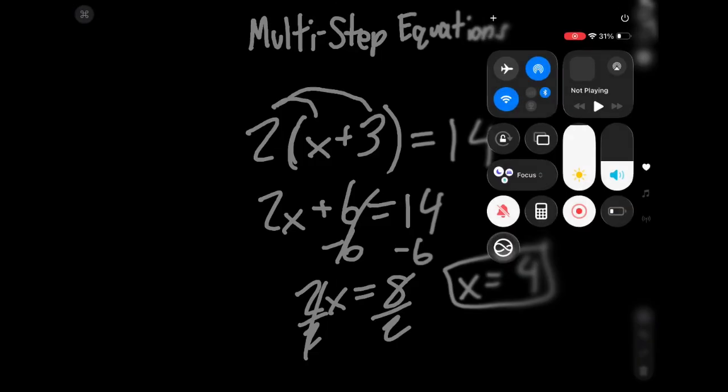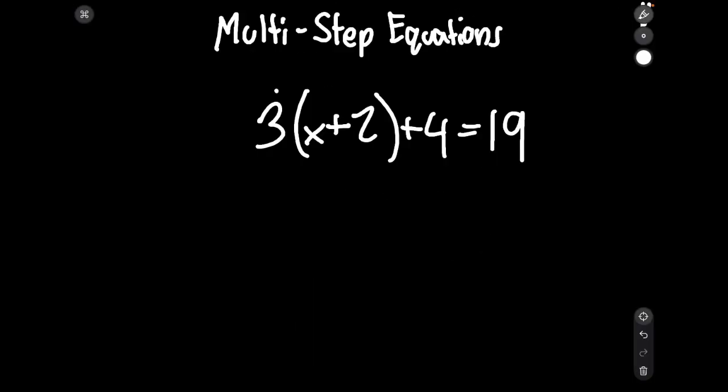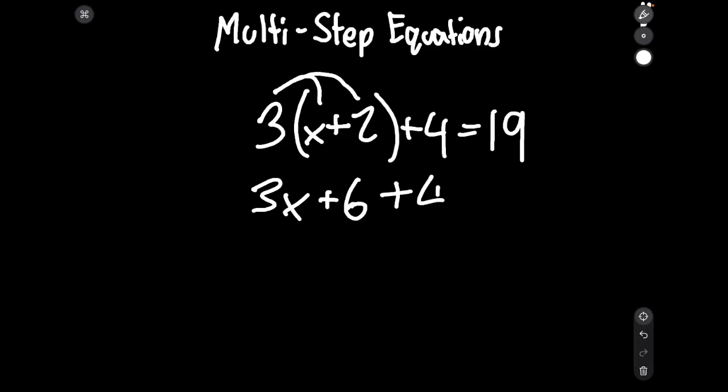That's our answer. For our fourth example, we have 3 times x plus 2 in parentheses plus 4 equals 19. This is a little tricky, but first we must distribute the 3. So 3 times x is 3x, and then 3 times 2 is positive 6. And we don't distribute the 3 to the 4 because the 4 is not in parentheses, so we just attach the 4 to the end.